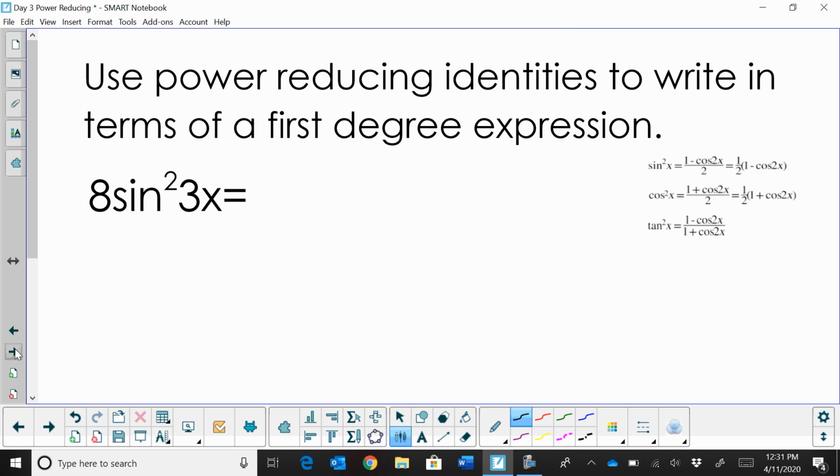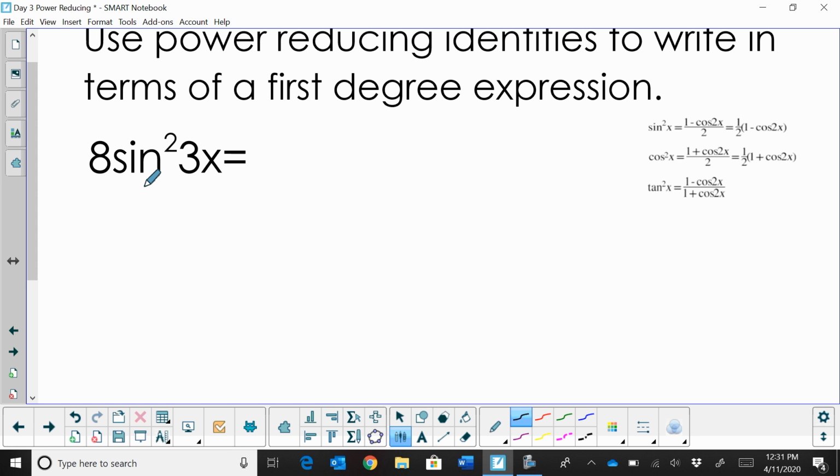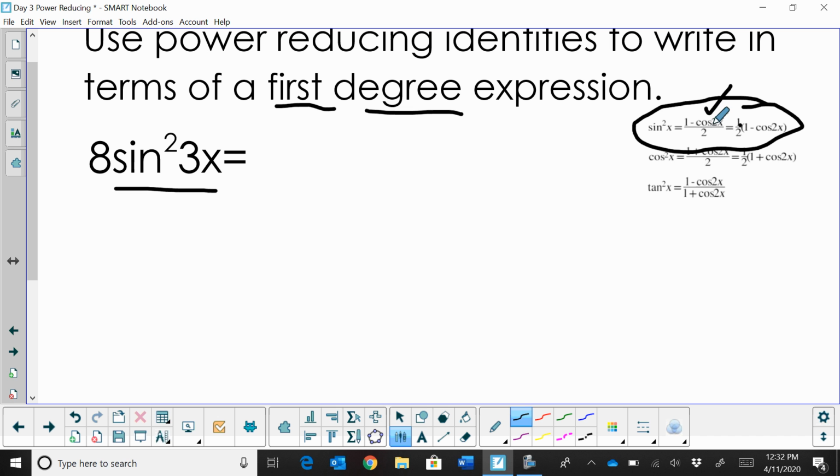Now let's use these with some identities to just simplify. Okay, so we're going to start with 8 sine squared of 3x, and we want to power reduce it to a first degree expression. So since we're dealing with sine squared, we're going to use this identity. And of course, let's use the one that's a little more simplified, that's distributed in. We're going to use 1 minus cosine of 2x all over 2.